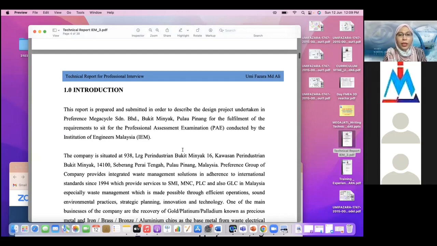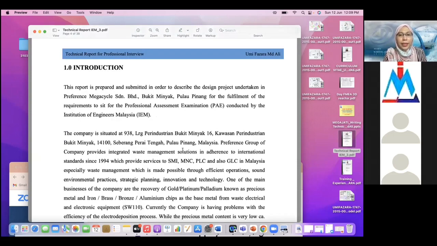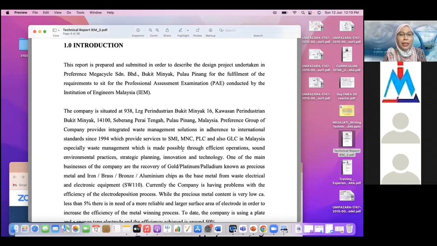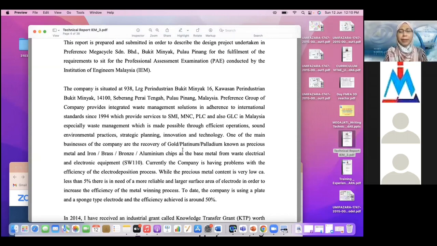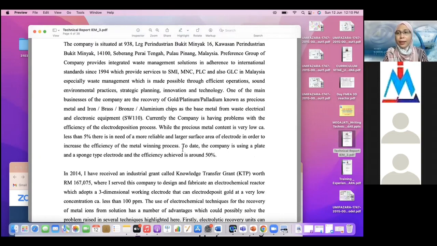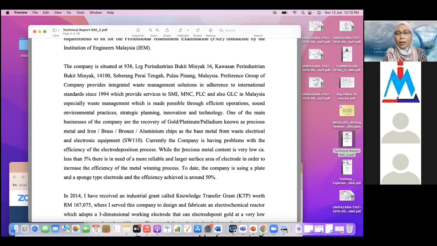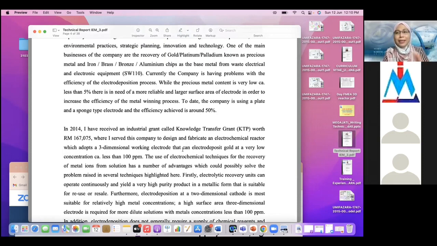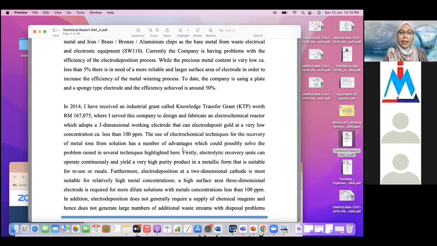So I started with introduction. Okay, kalau you boleh baca kat sini, the report is prepared and submitted in order to describe the design project undertaken in the company, okay, for the fulfillment of the requirement to sit for the PAE lah, okay, or the PI exam, okay. So a little bit about the company, right? And what is the job operation, apa dia punya kind of apa yang dia solve, something like that, okay. So a little bit about that. Semua ni tak PNC lah, yang intro ni tak ada apa yang PNC lah. It's just about the company, and then you give the perspective.